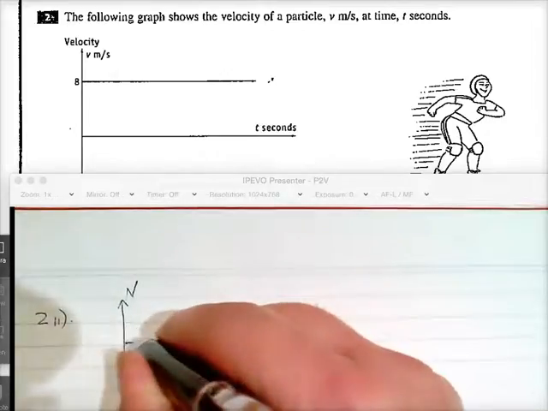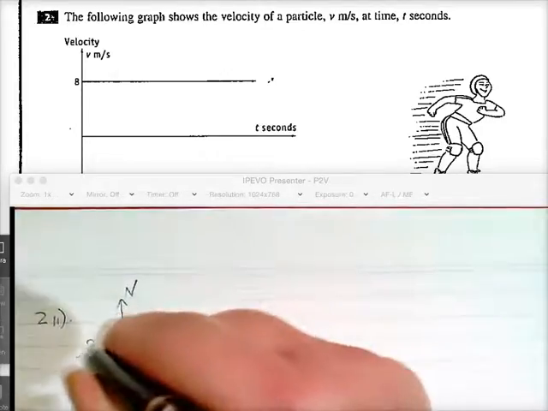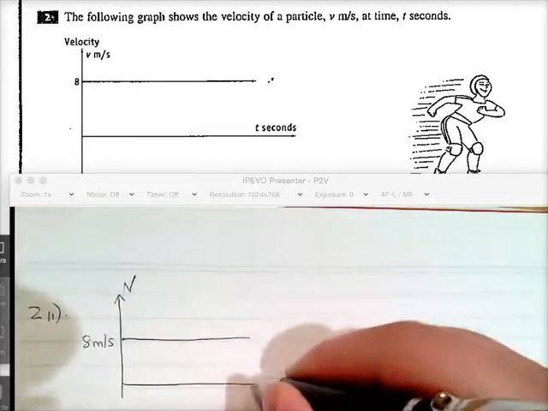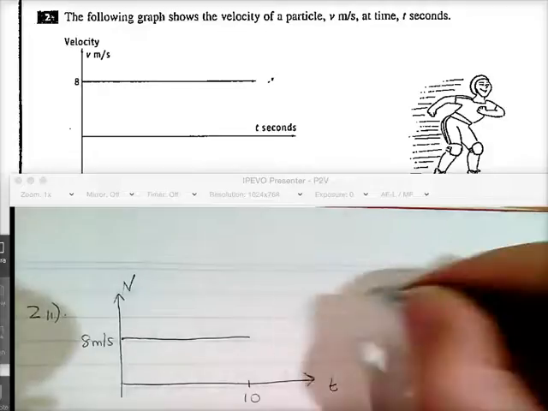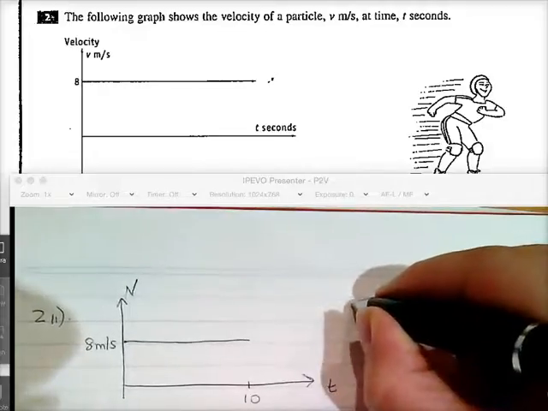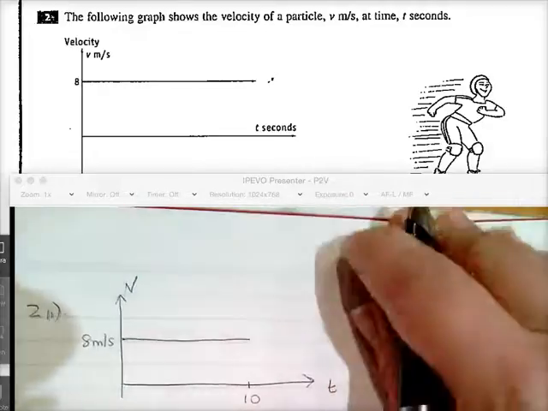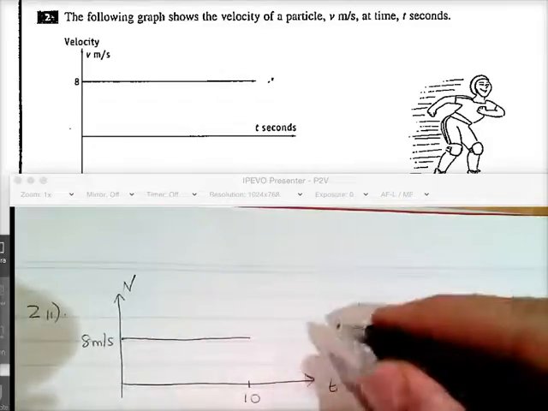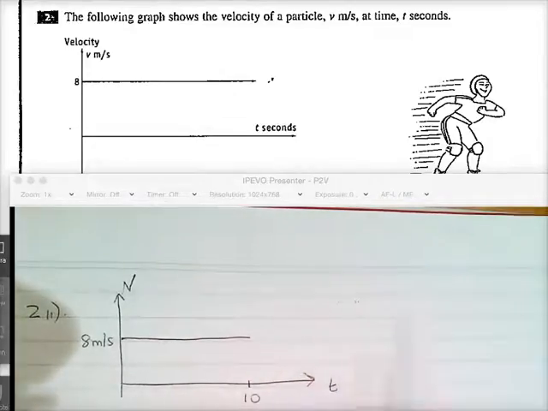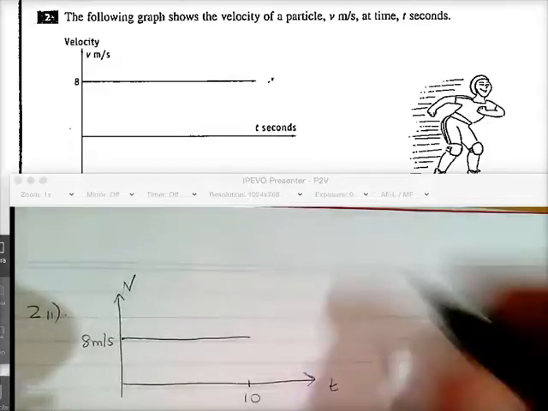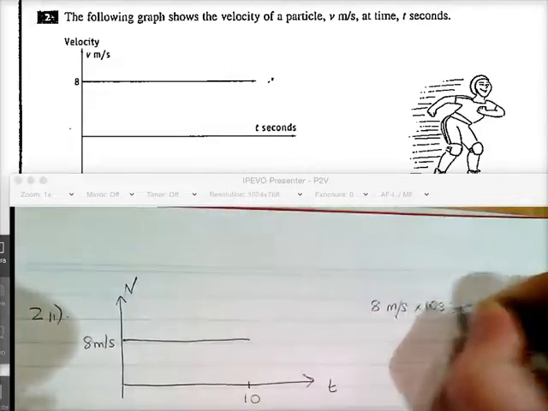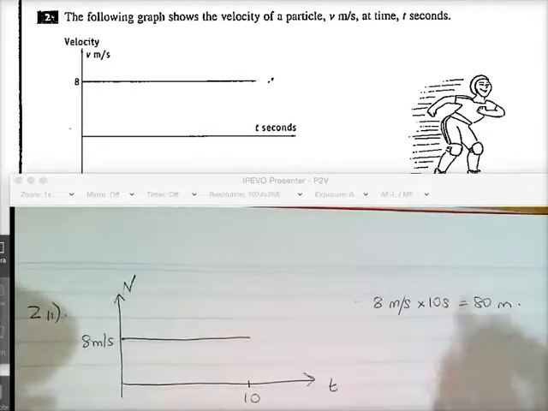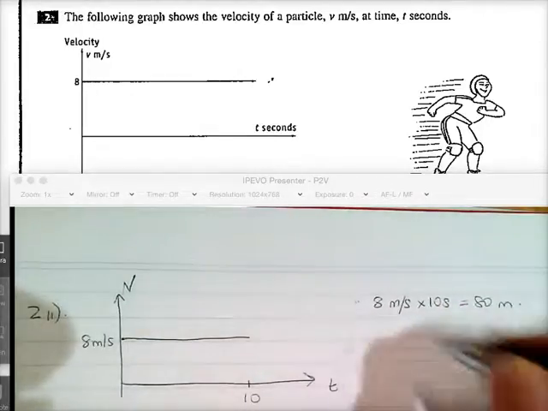Okay, here's the velocity curve, 8 meters per second. And let's say it travels at that speed for 10 seconds. Now we know that distance, if it's 8 meters per second for 10 seconds, that it will travel 8 times 10, which is 8 meters per second times 10 seconds, it'll travel 80 meters. But there is another way of doing this.